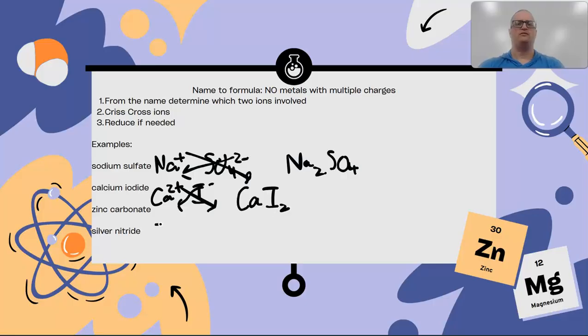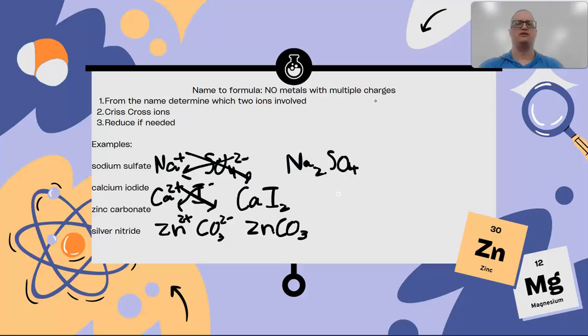Zinc carbonate. So zinc is a transition metal, but it always only has a 2 plus charge. Carbonate is a polyatomic that you'd have on the backside, so 2 minus. We would cross the charge, 2 down here, 2 down here. Now you might say, well, wait, that'll cancel out because we'll have to reduce if needed, which is correct. If you have the same charge, numerically, the number is the same, then you can put 1 of each. And say you have zinc carbonate.